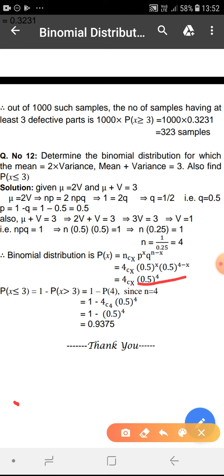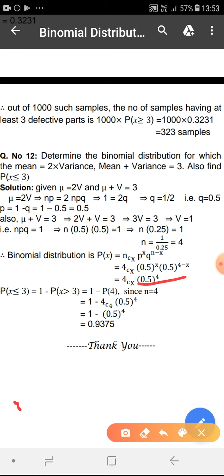So next part is, what is the probability that x will be less than or equal to 3. P of x less than or equal to 3 means 1 minus p of x greater than 3. X greater than 3, so 3 not included. N is 4, so x can take values up to n. So 3 not included, it should be greater than 3. Up to 4 means only one value, that is 4. So 1 minus p of 4.